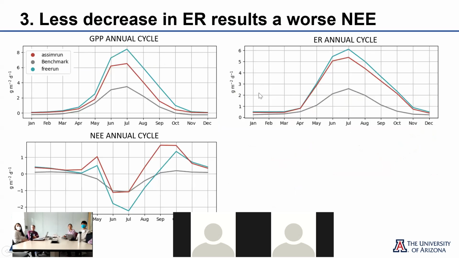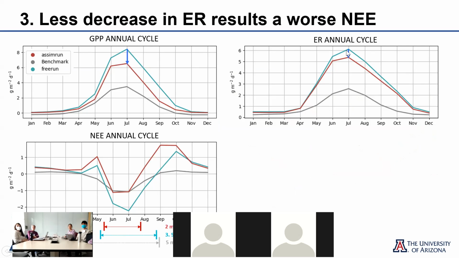Since we decrease LAI and above ground biomass, we also see a decrease in GPP and ecosystem respiration, and such change actually results in less carbon sink into the land.